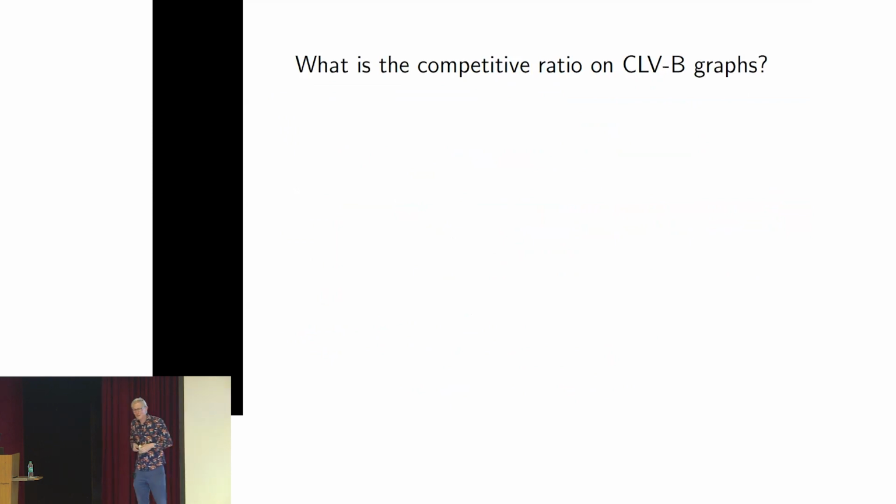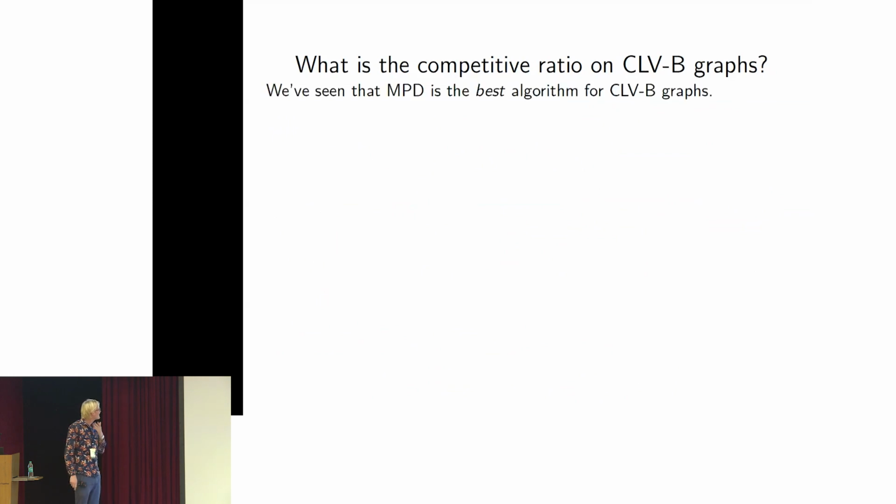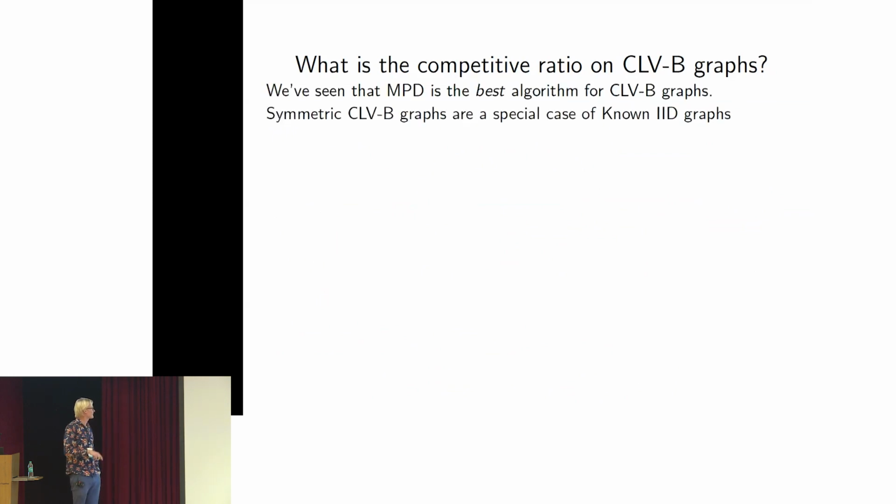So the next question we could ask is, we've seen that on CLVB graphs, it's the optimal algorithm that has the optimal competitive ratio. So what is it? And the embarrassing answer is that we don't know. But it would be nice to figure out. We've seen that, in a certain sense, with degree information, it's the best algorithm on CLVB graphs. But what can we say about the competitive ratio?